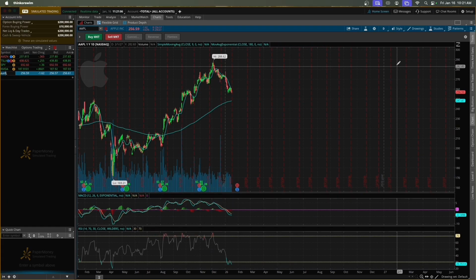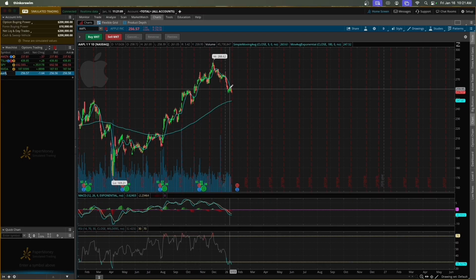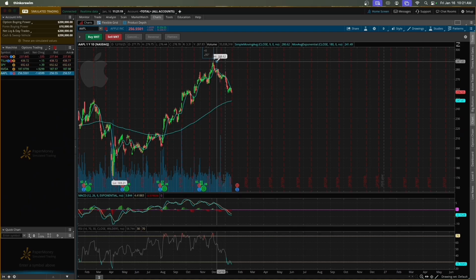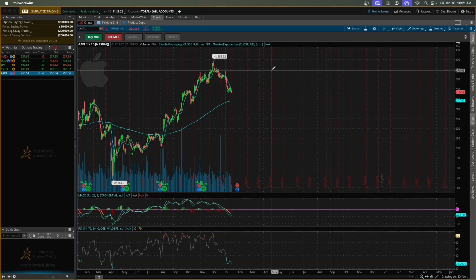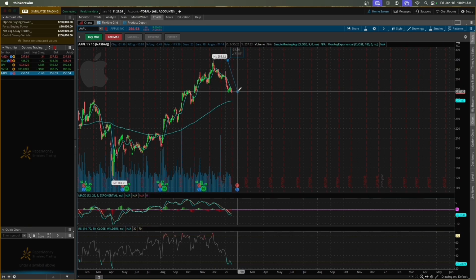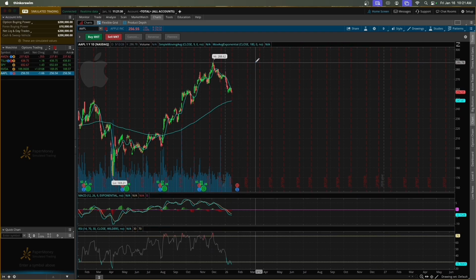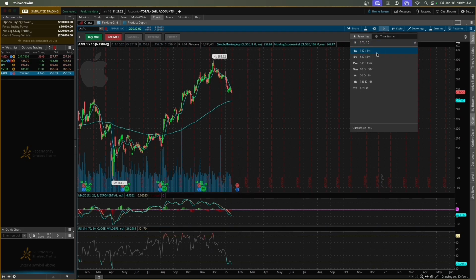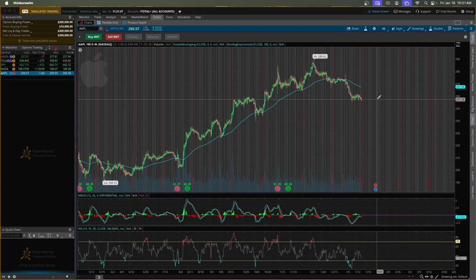So a good example would be Apple right now. It looks really good on the 1 year, 1 day because it has come back significantly from highs of 288. So it's on discount of about, let me see what that is. It's not showing me the percentage. It should be a discount of around 12%. So I'll scale into a smaller time frame.